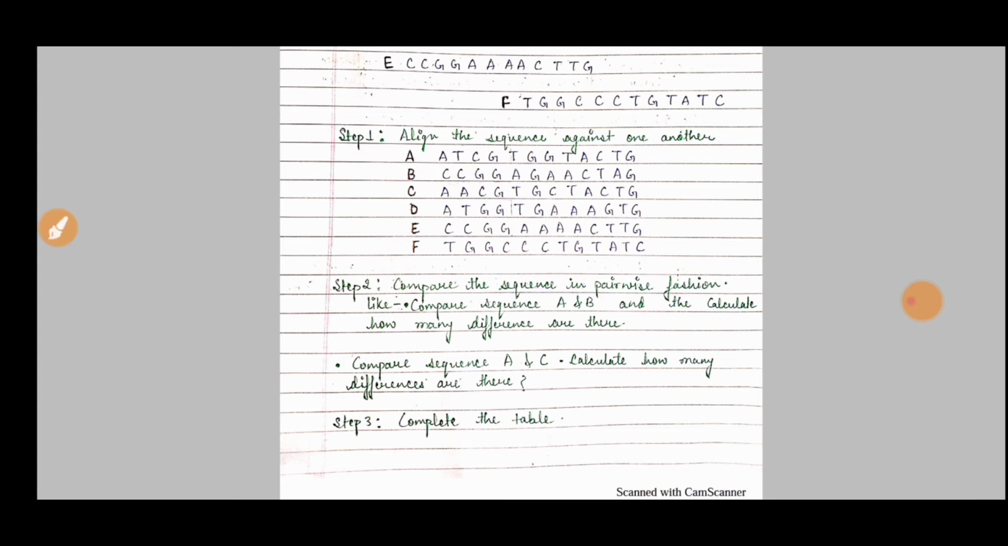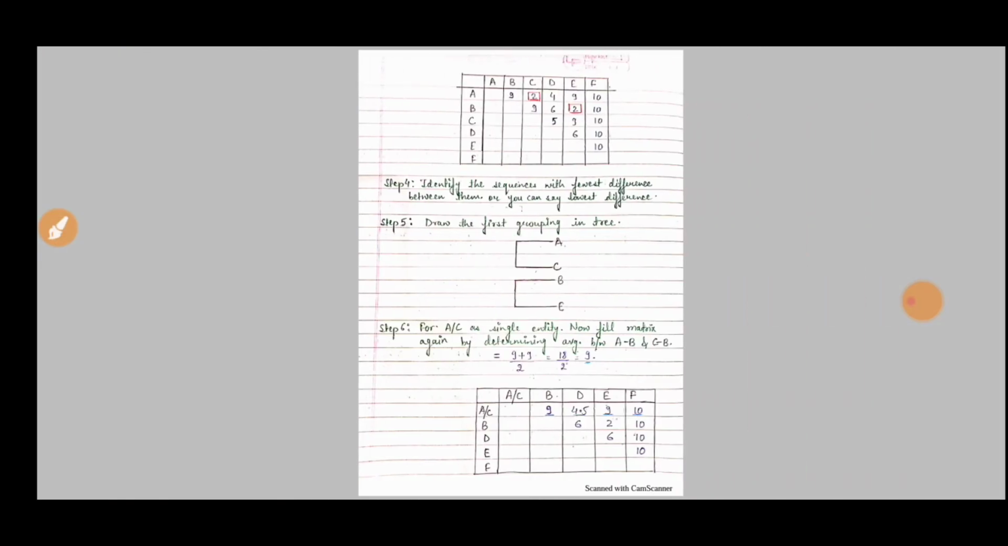Like here I am showing you, when you compare A and B, you get three matches, like you can see here G, G and GG. And there are 9 mismatches. Now you have to compare the others likewise. Then you have to complete the table.